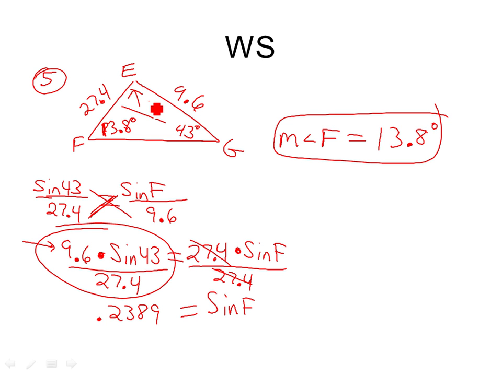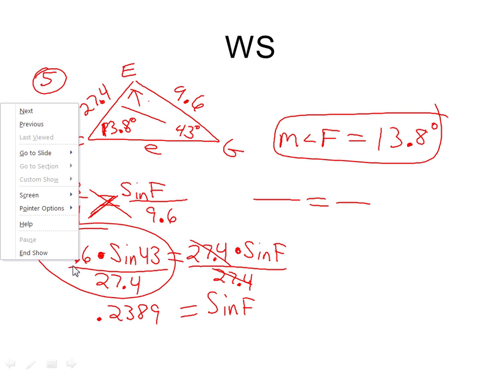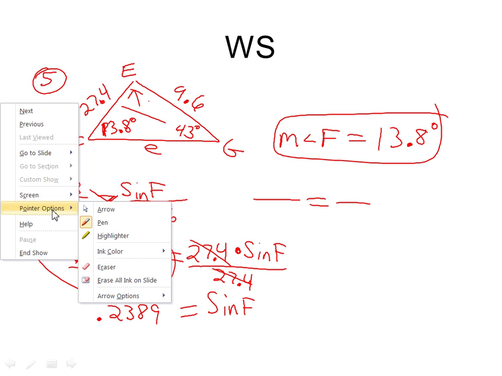Could we find this side, little e down here, if they wanted us to? Yeah, we just set up another proportion. Sine of 43 over 27.4, sine of whatever big E is over little e, and go from there. We'll get done here in the next few minutes. Next one.